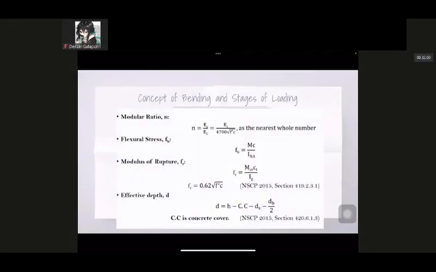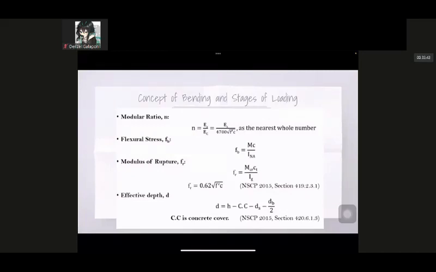Other formulas that you can use on this problem. So that is modular ratio N, that is equals to the E of steel or the modulus of elasticity of steel all over the modulus of elasticity of your concrete. For flexural stress, ito naman is yung pinaka-basic na formula naman na to. So Mc over I. Again, modulus of rupture, Mc over I.